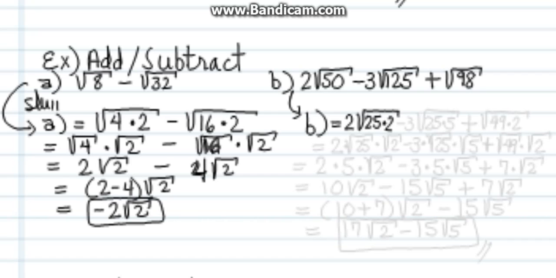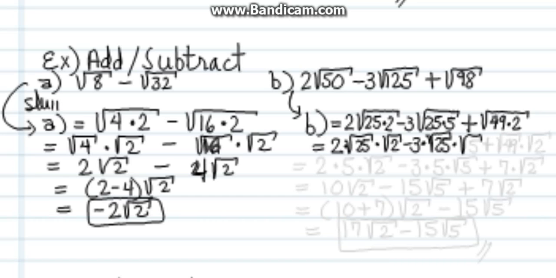Minus 3 times, let's see, 125 can be written as a perfect square 25 times 5. Plus, let's see, the square root of 98 has a perfect square factor embedded in it. It's 49. So we can write that as the square root of 49 times 2. Great. Okay. So we've got some perfect square factors that we can bust out of jail here. We've got the 2 times the square root of 25 times the square root of 2. See how we broke it up into the 2 different factors with radicals? Minus 3 times the square root of 25 times the square root of 5 plus the square root of 49 times the square root of 2.